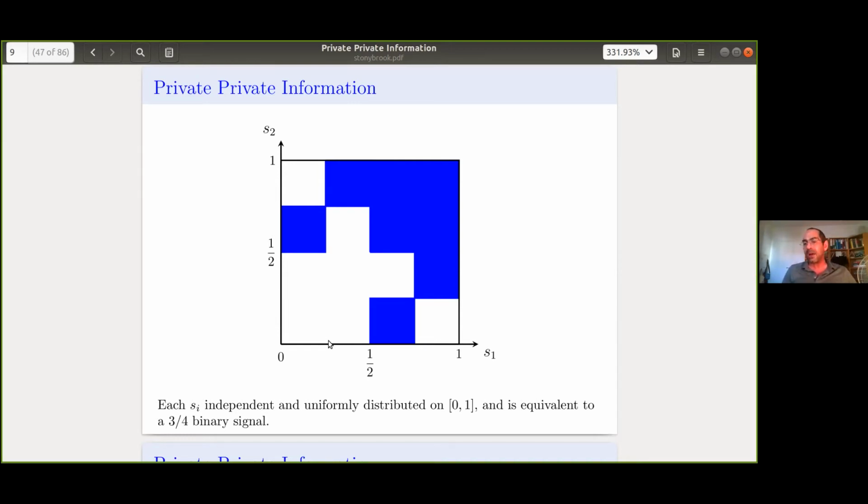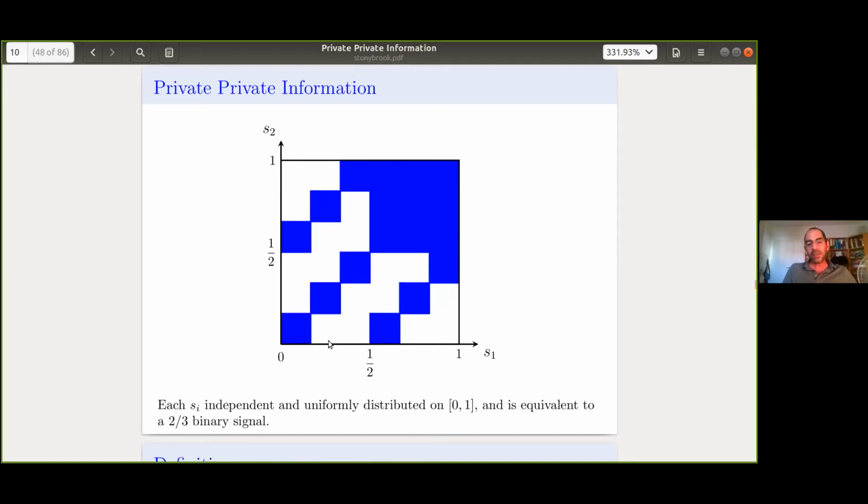With probability 1/2, I get belief 1/4. With probability 1/2, I get belief 3/4. And same for the other player. And these are truly independent signals, again, because they're just distributed uniformly on 0, 1. So these signals are equivalent in terms of the belief that they induce to just a 3/4 binary signal, but they're completely independent. So both agents get this 3/4 binary signal about the state, but they learn nothing about the other agent's signal. Here's another example, and these are now 2/3 binary signals.